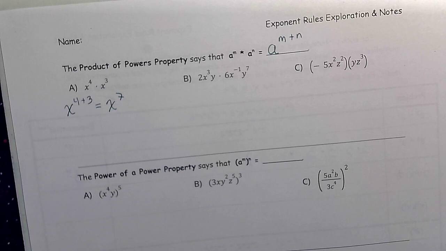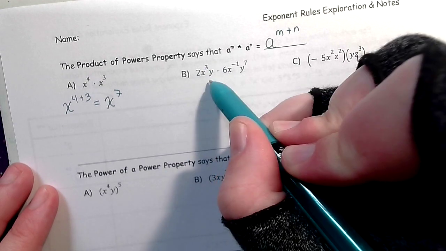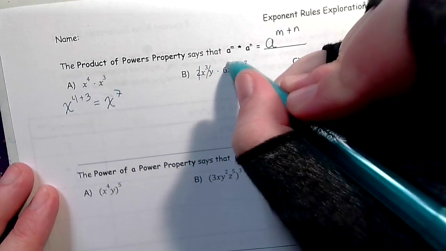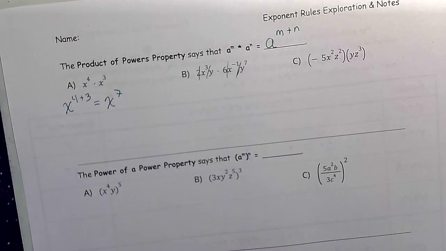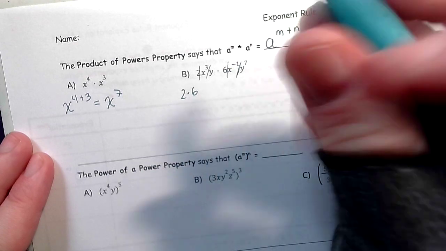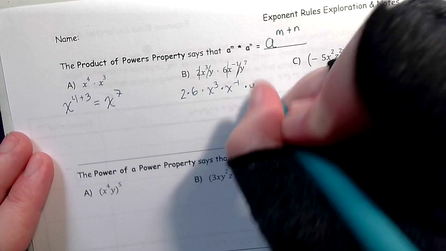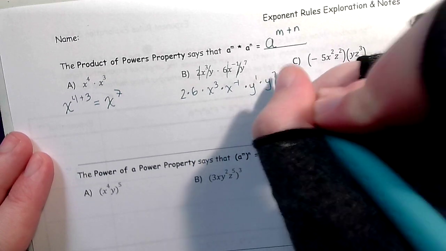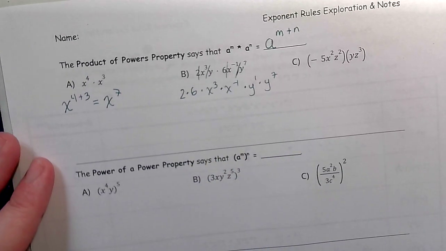For our more complicated examples, we can use our commutative property of multiplication to rearrange the terms as we like. Because these are kind of squished together like this, that means they're being multiplied. So if it helps you, you can draw lines between the different things that are being multiplied together and rearrange them. So 2 times 6 times x to the third times x to the negative 1 times y to the first times y to the seventh. Anytime we have a variable that does not have an exponent written, the exponent is 1, if that helps you.